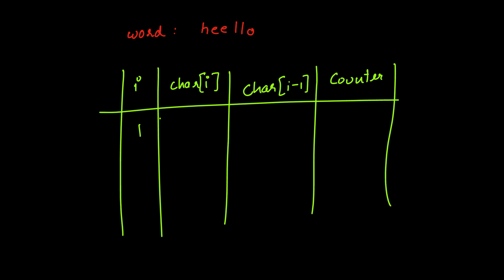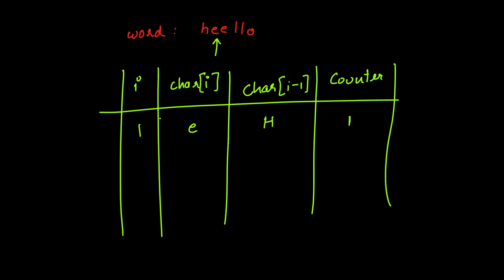Let's start with I is equal to 1, as we will be comparing the current value with the previous value in the string. With I is equal to 1, the current character is E while the previous character is H. As it does not match, we'll leave the counter as is. By default, the value of the counter will be 1 as the original string can also be a valid one. So considering that assumption, the output or the counter will always start with 1.